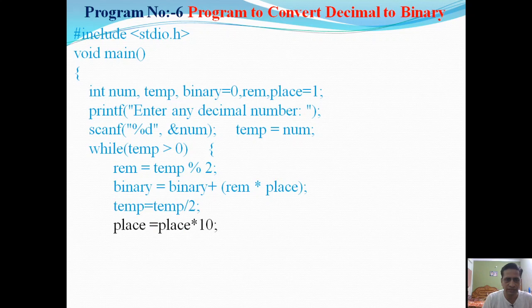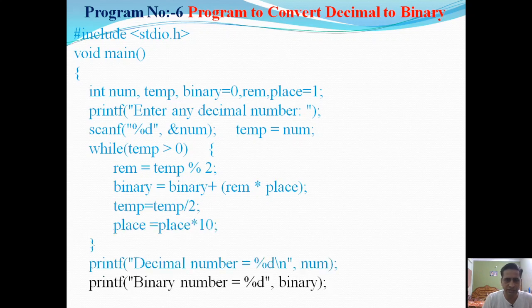Then place equals place times 10. So the decimal number is the number and the binary number is what we get by dividing by 2. So we get the number either 0 or 1. A binary number is made of only 0 or 1.